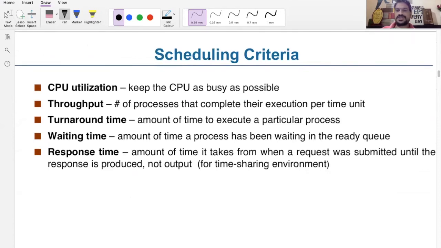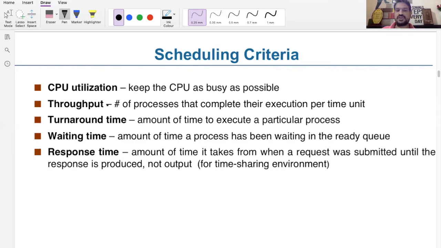Now let's see the scheduling criteria. Whatever algorithm we have related to CPU scheduling, we design the CPU scheduling algorithm by taking some criteria in mind. So what are the criteria we have? The first criterion is CPU utilization. It means we have to keep the CPU as busy as possible. That is the first responsibility of any scheduling algorithm.